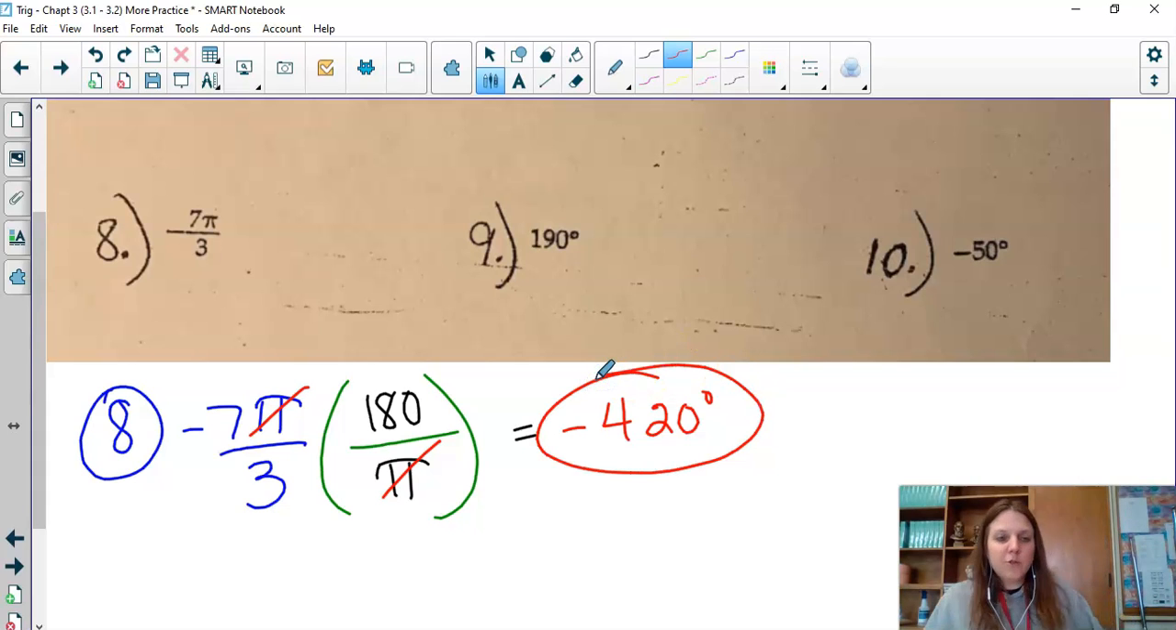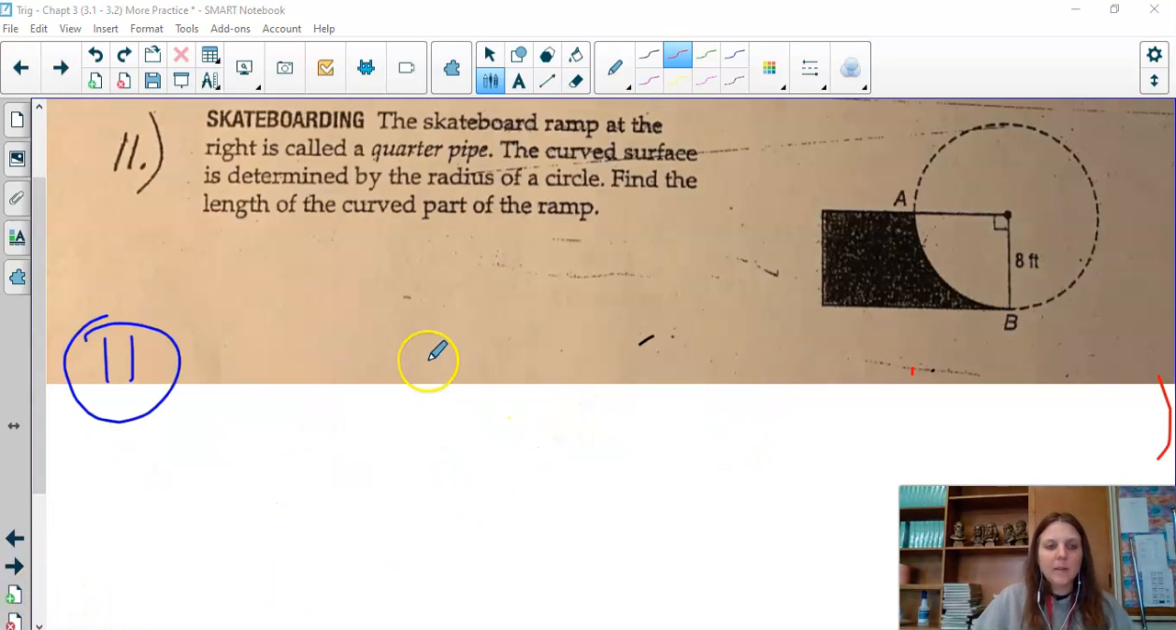And that's really what you're doing for that section. You're just going back and forth between those degrees and radians. Let's take a look at number 11. It's talking about a skateboarding ramp. Maybe some of you have been to a skate park and you've seen one of these quarter pipes. So it's just like a 1/4 of a ramp. You don't have the 2 sides of the ramp. That would be called a half pipe. This is 1/4 of the circle.